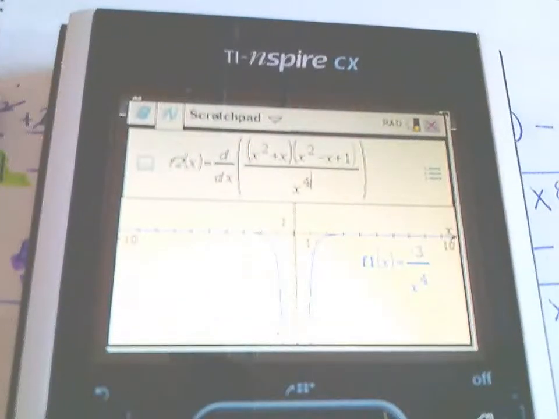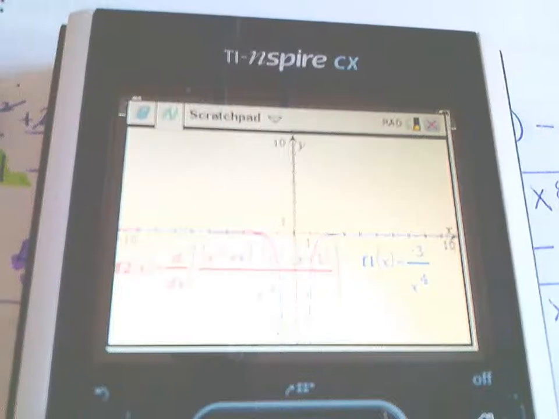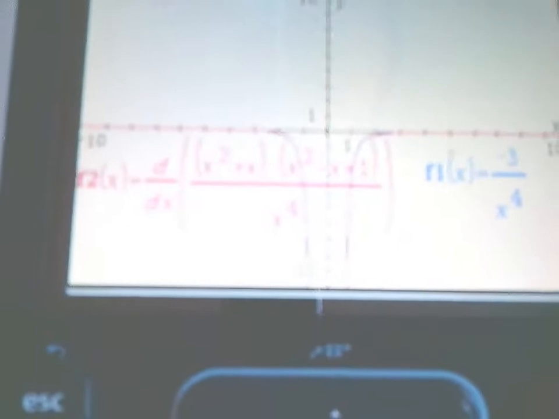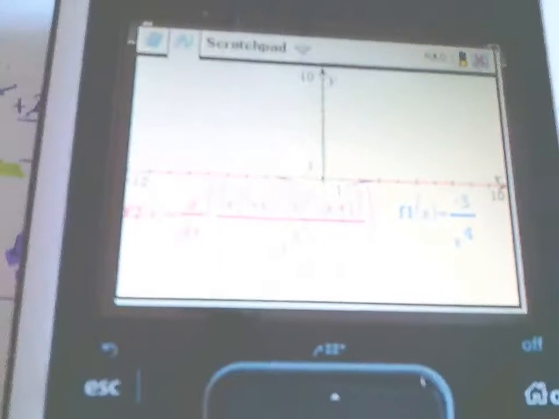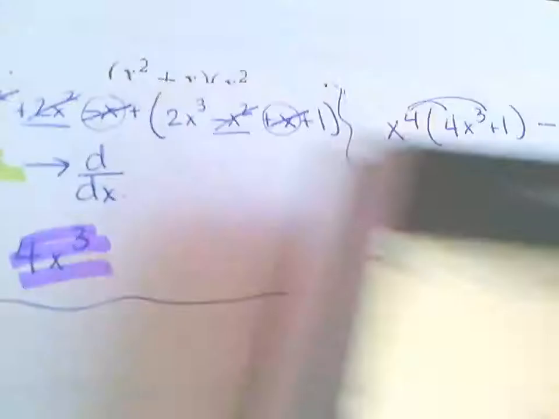I'll press enter, and my 2 graphs should be exactly the same. And they are. They completely overlap each other. And that's how you check your work, to check that what you got is the correct derivative. Okay? All right.